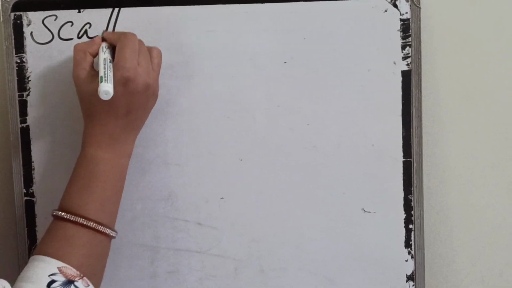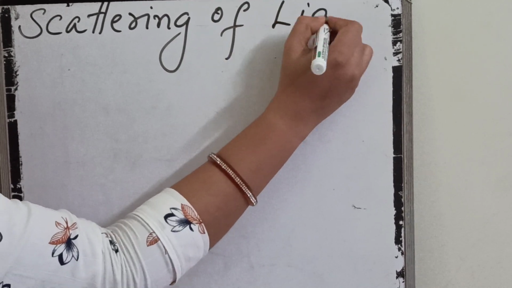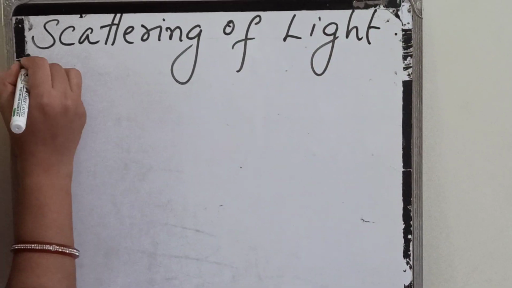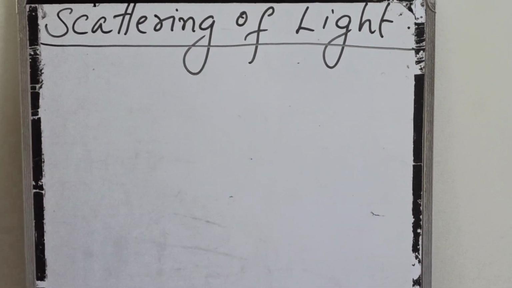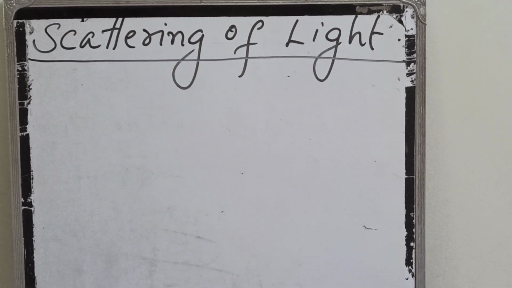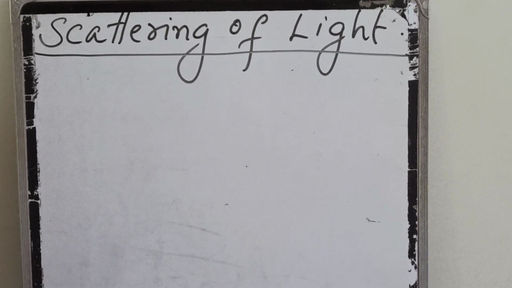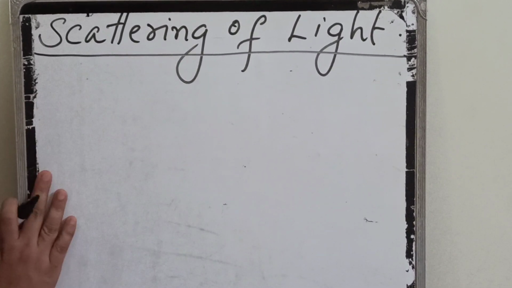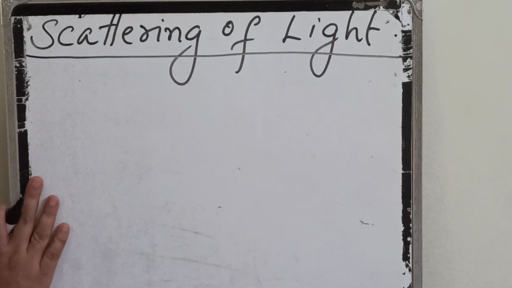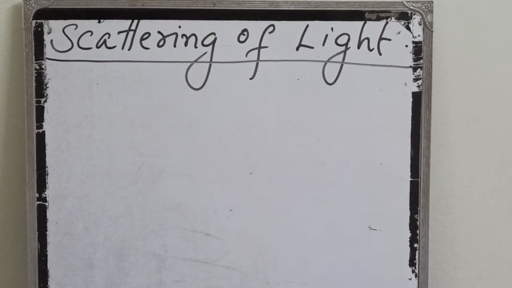That is, next topic, scattering of light. Already you have studied scattering of light in your smaller classes, in your 10th standard. Now here, how does the scattering happen, or what is the reason for scattering? Before moving to scattering, I have to discuss a little bit of reflection also.